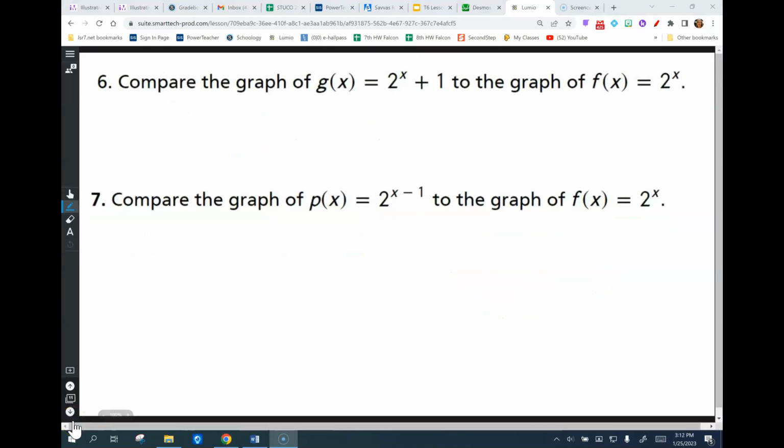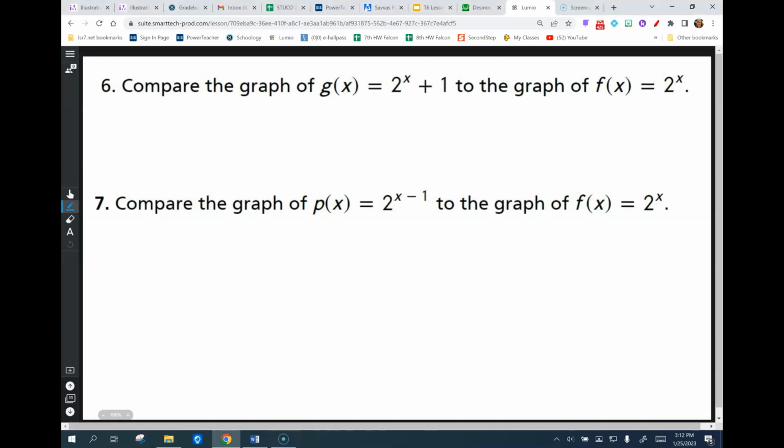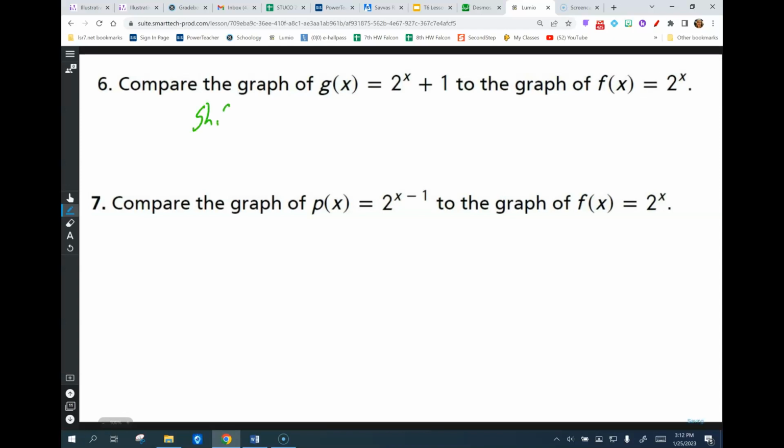So continuing on page 132, it says compare the graph of 2 to the x plus 1 to the parent function of 2 to the x. So what does it do? It's going to shift up 1. Therefore the asymptote is going to shift up 1. And we know the asymptote is usually y equals 0, so now my asymptote is going to be y equals 1. What happens to the y-intercept? It also shifts up 1. So I'm going to take my current 1 plus whatever k is, so my y-intercept is (0, 2). Because it's going to shift up 1, and the y-intercept in my parent function is always (0, 1).